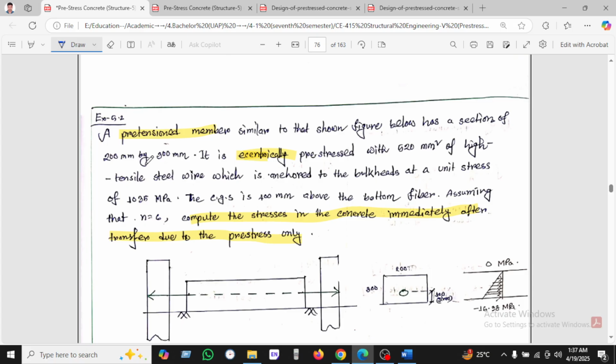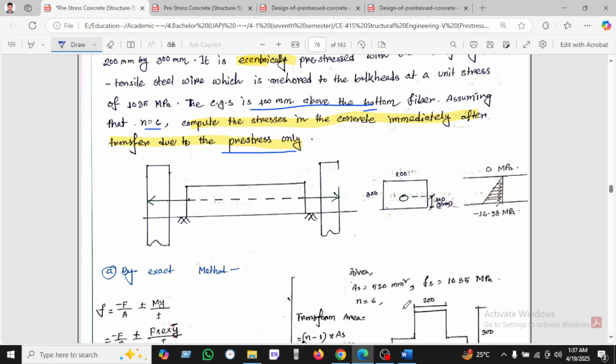As a post-tension member is similar, the shown figure is below. The section is 200 into 300, eccentric, and the prestress is 502, with 520 millimeter square high-strength steel wire, tensioned at unit stress 1035, and the CGS is 100 above the bottom. So these are the given values. Keep that in mind, and assume n is given, and compute the stress in concrete immediately and after transformation due to prestress only. The figure is given. Now we'll use the exact method.